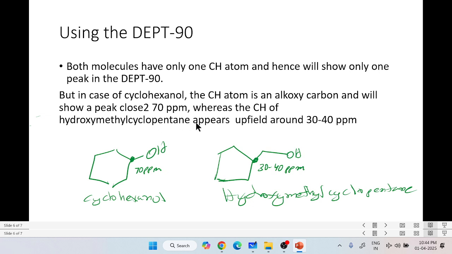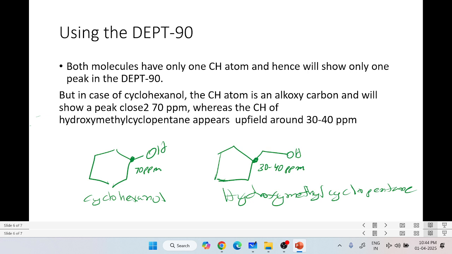Whereas in hydroxymethylcyclopentane, it's a normal tertiary CH carbon, hydrocarbon type. And so it's going to come upfield at around 30 to 40 ppm. So this way you can distinguish between these two molecules using the DEPT-90.